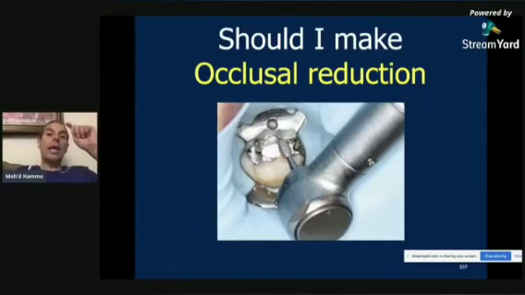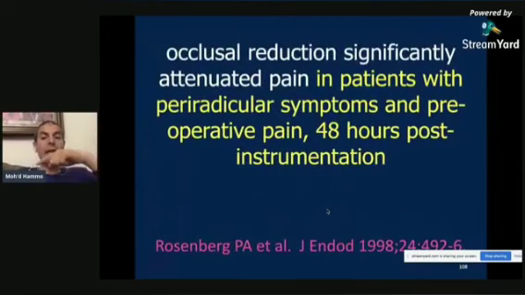Another question. Now, in case of irreversible pulpitis, I did not make occlusal reduction, but what about acute apical periodontitis? Should I make occlusal reduction? Let's see here. Occlusal reduction significantly attenuated pain. It will decrease pain in patients with periradicular symptoms and preoperative pain 48 hours post-instrumentation.